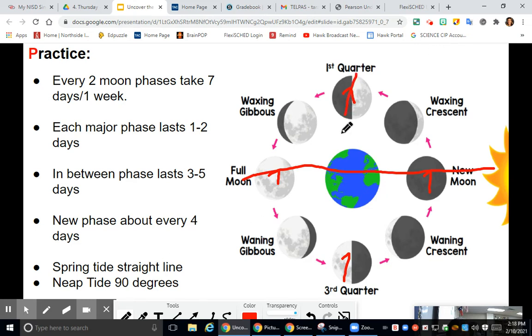Neap tides happen at a 90-degree angle. So that's going to happen at a first quarter phase and a third quarter phase. That's where you have the least difference between tidal ranges. You can't really see a difference between the high and low tide.